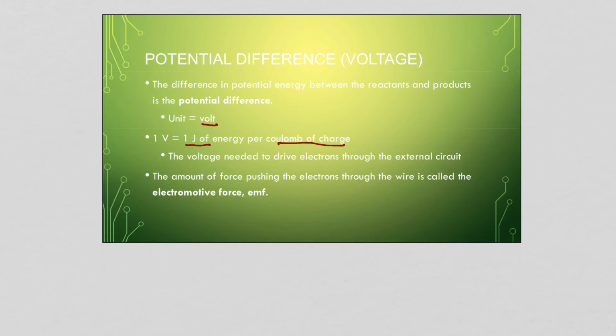And this reflects how much voltage you would need in order to drive the electrons through an external circuit. So this is how much voltage you would need to apply in order to push those electrons through some external circuit using this reaction. And the amount of force that we're using is often called the EMF, or the electromotive force is another term that we see for this voltage or potential difference.